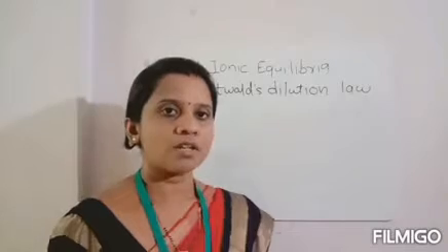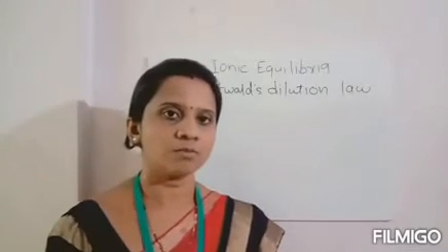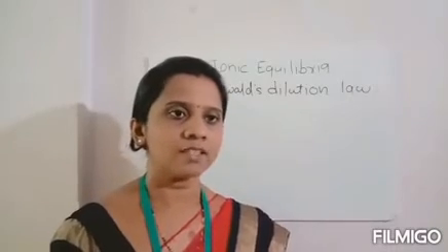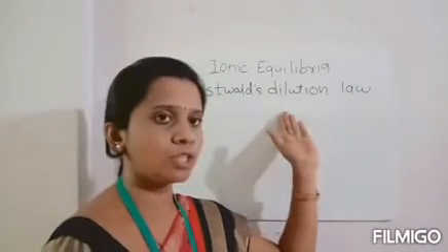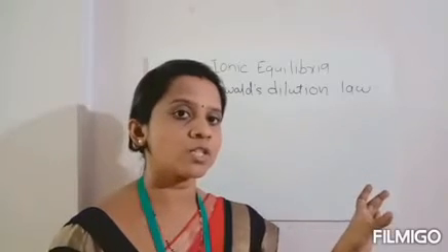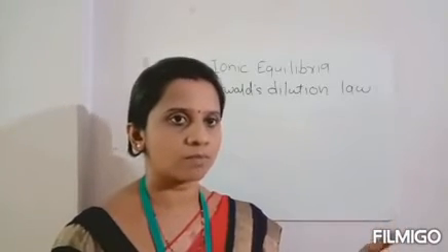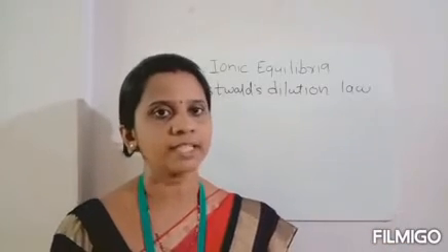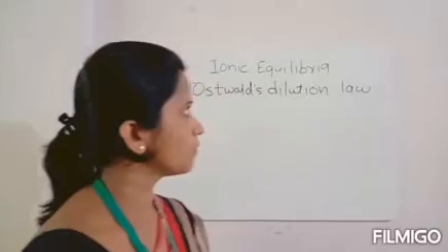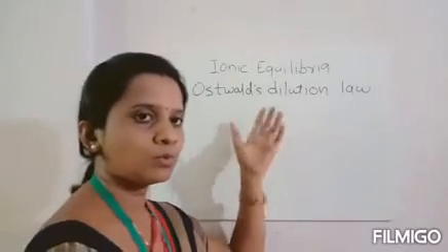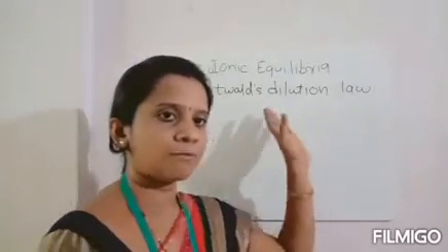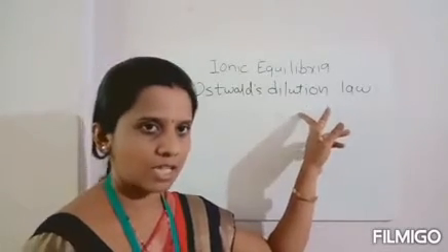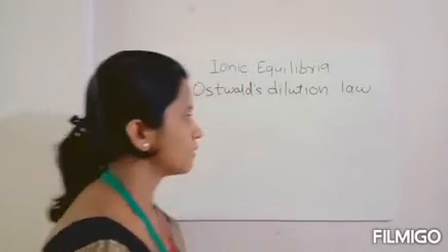Ostwald's dilution law. The Arrhenius theory, which we saw in the last lecture for acids and bases, is more generalized by Ostwald, which explains the dissociation constant and degree of dissociation, and the relationship between the two. For this there are two different types of expressions, for weak acid and weak base.